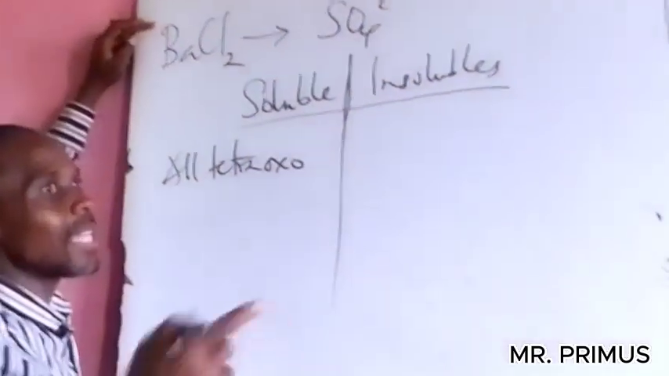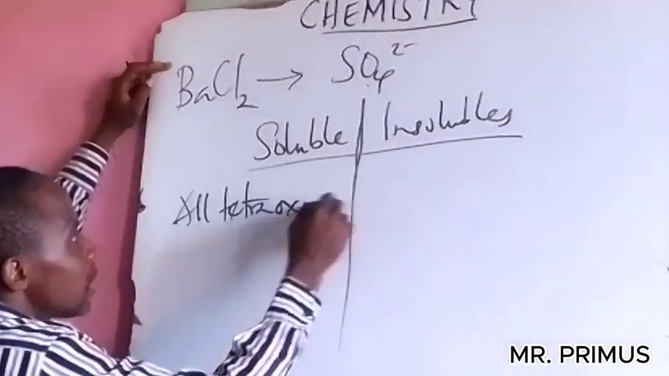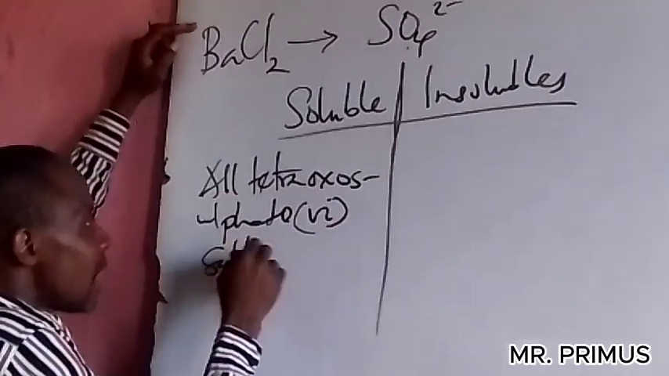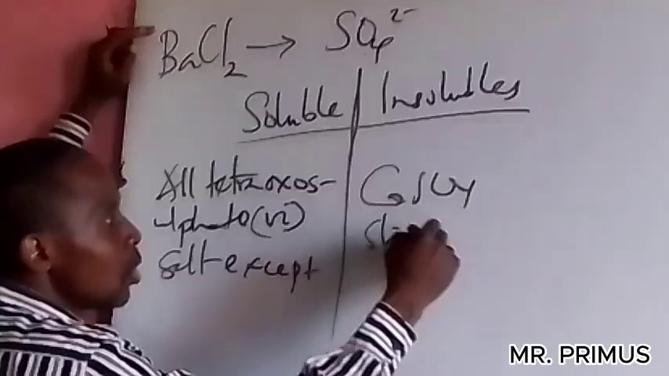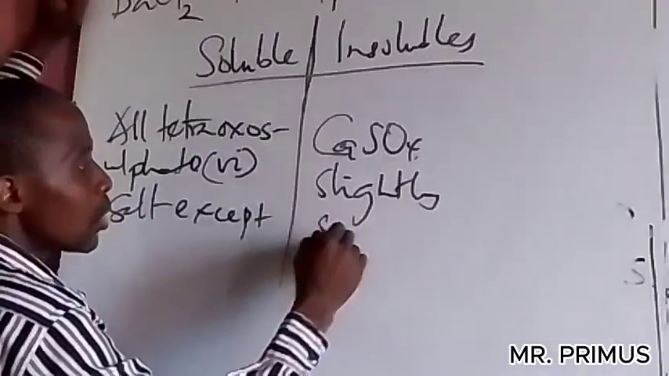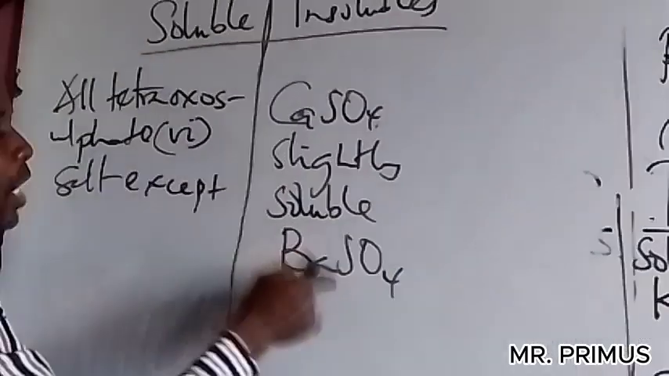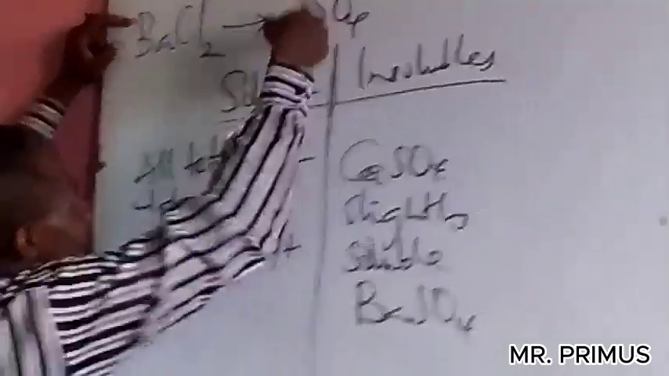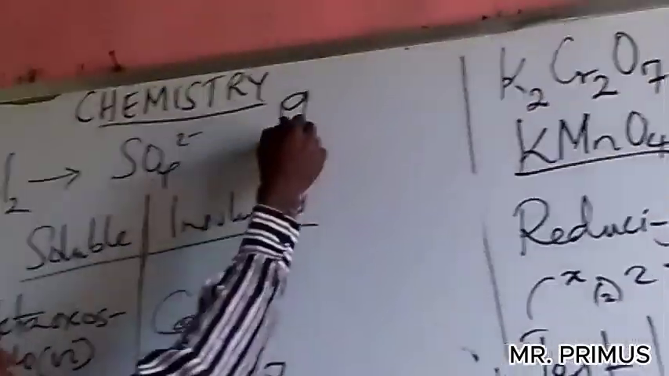Okay, in our next class, I'm going to perform this experiment. I'm going to precipitate this. All tetraoxosulfate salts are soluble, except calcium tetraoxosulfate, CaSO4, which is slightly, take note, slightly soluble. Now BaSO4, barium tetraoxosulfate, is not soluble. So when this barium tetraoxosulfate comes in contact with a source that has this SO4, there will be a precipitate. We are going to perform this.